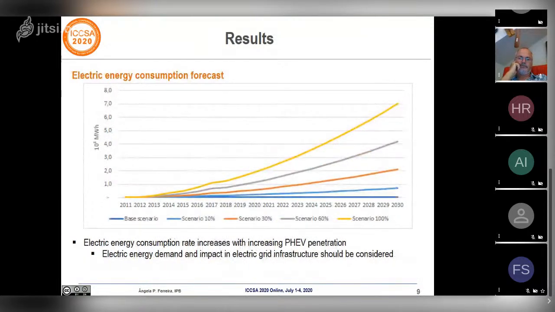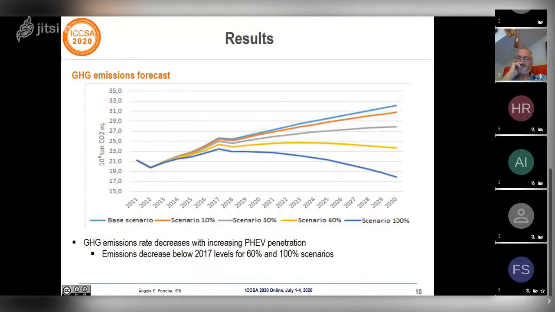In order to preview the impact the fleet change may have in the electrical grid infrastructure, the forecasting of the electric energy consumption for the different scenarios under consideration is also performed. The output shows that electric energy consumption increases with increasing PHEV penetration, from which electric energy demand and impact in electrical grid infrastructure should be considered. Finally, greenhouse gas emissions forecast follows the behavior of the total energy consumption, with the emissions decreasing below 2017 levels for the 60% and the 100% scenarios.